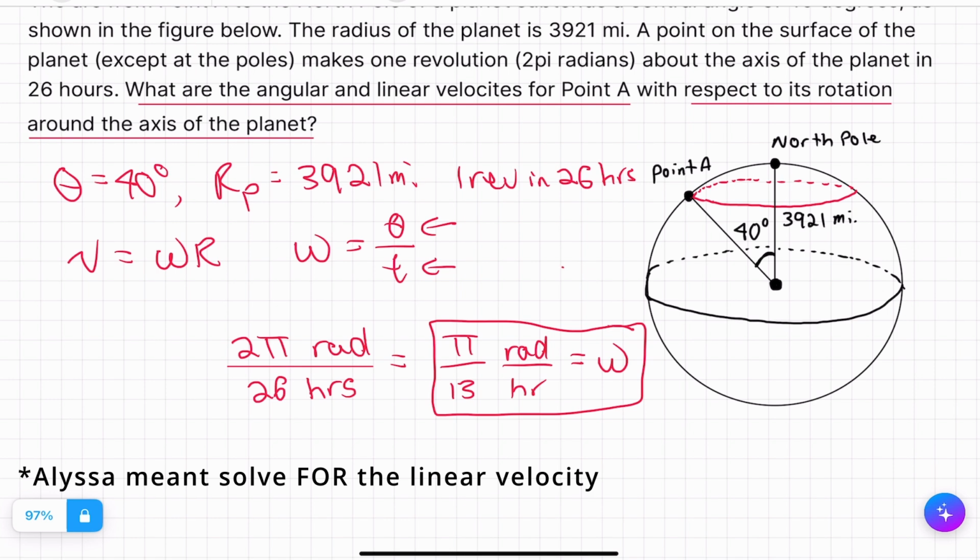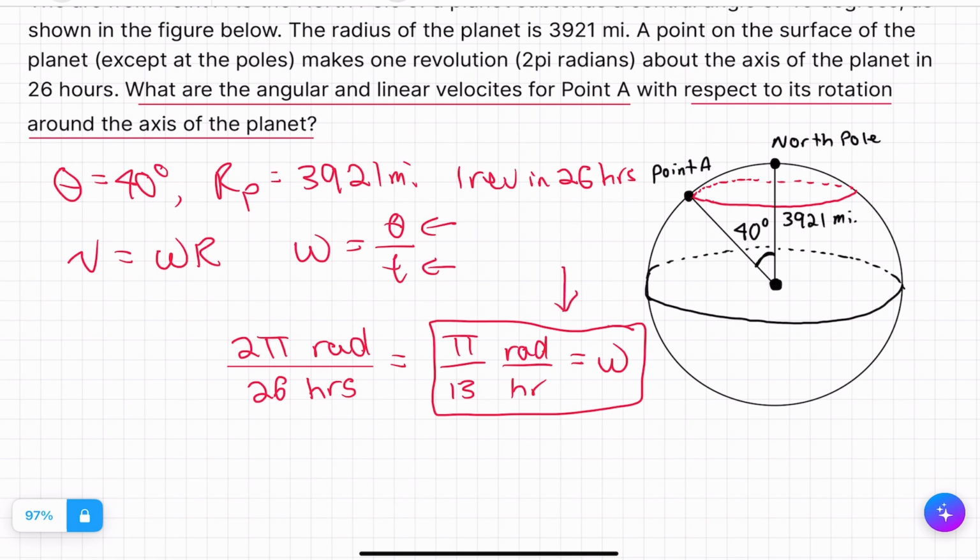Now that we have our angular velocity, we can plug that into our equation, but we're still looking for the radius. We're given a planetary radius, but that is not going to be the same as the radius that we need to plug into this equation. And that's because we're looking for the radius of this circle, this rotation here. So this is the radius that we need, and we're going to have to solve for that. So let's do that now.